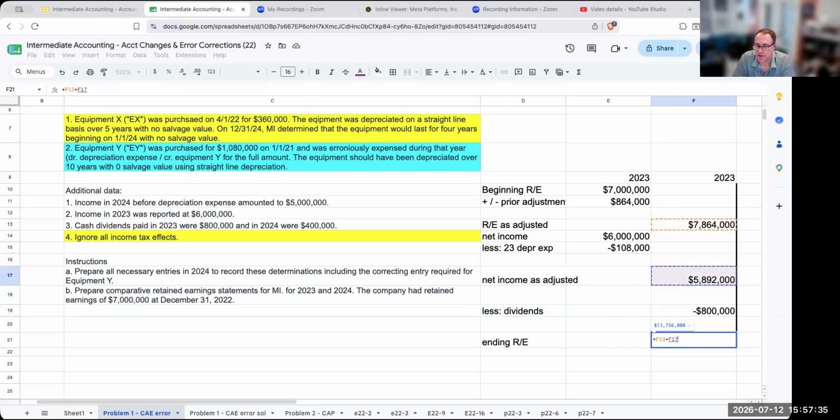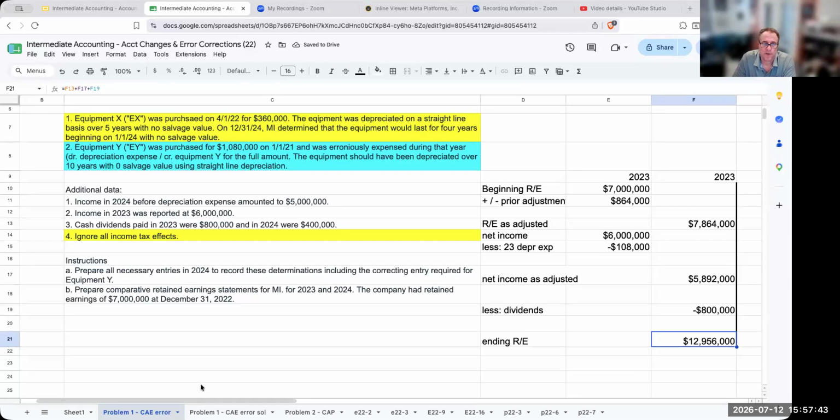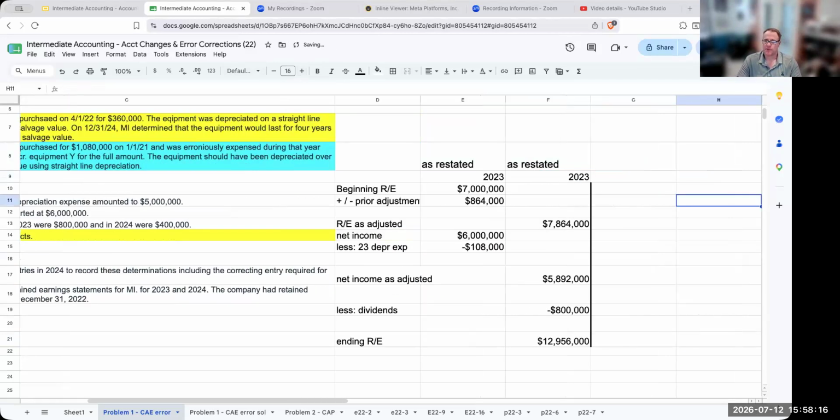I add my net income less my dividends, and this over here is going to give me 12,956,000. Okay, so that's my ending, my new retained earnings. And I'm also going to put up here "as restated," because I'm restating what I did previously on my financial statements.